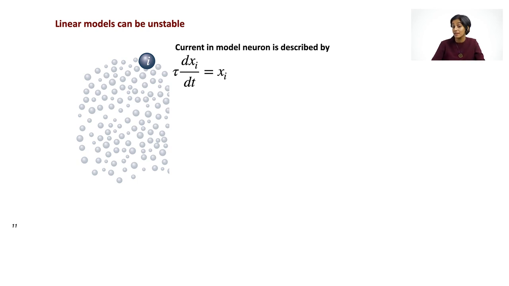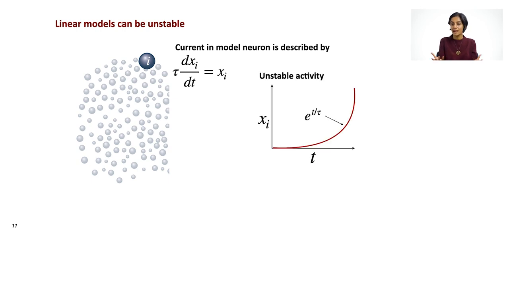There's a few other things these models can do, but just as an aside, imagine that this neuron did not have a leak. It didn't have a decaying time course. Instead, all I've replaced on the right-hand side of the equation is x_i with a plus sign. That neuron can be unstable. So what happens to that neuron is that it exponentially diverges at long term. So this is an aside that we'll return to.